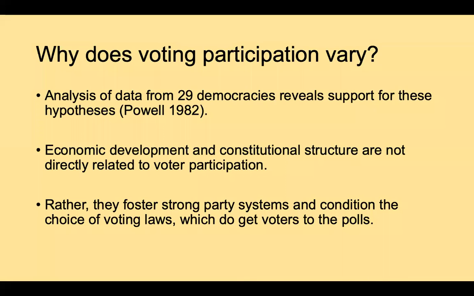Then the converse is also true. Less developed countries that have less representative institutions should have weaker party systems and should have less permissive voting laws. And in turn, they should have lower levels of voter turnout. This is consistent with what we understand about political and economic development more generally. This is very much in keeping with what we know about these types of factors and these types of causes.